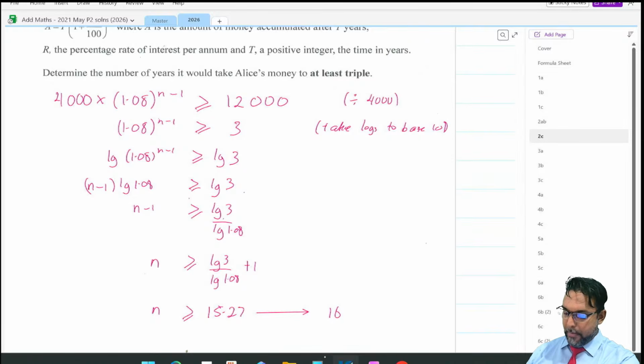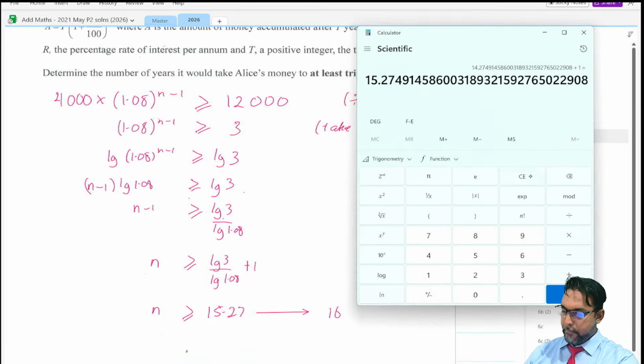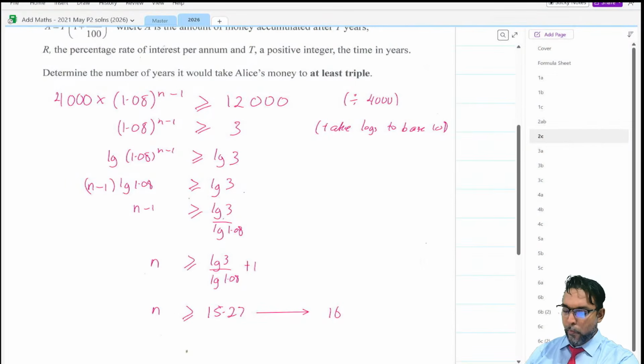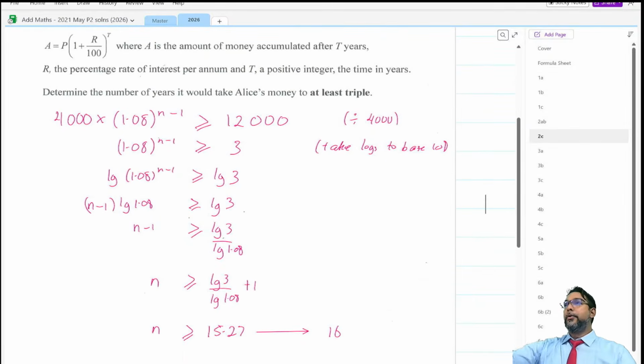Okay, hold on. Let me double check. So when you do log 3 divided by log 1.08, it is 14. Right, and then I had to add back the 1. Yeah, well, I didn't have to add back a 1 because I did it with the formula. Because when I do 16, sorry, I get 13,000. Oh no, you know why?